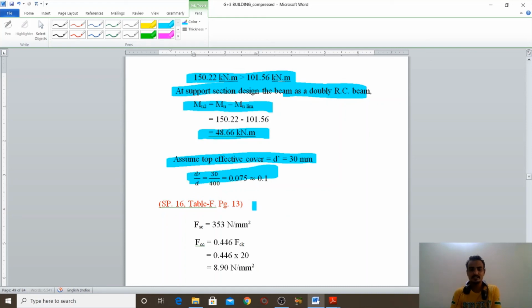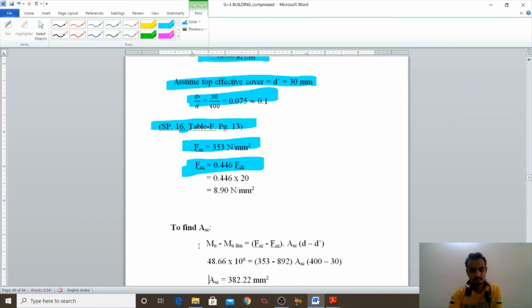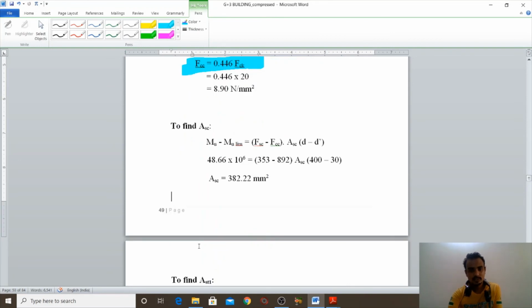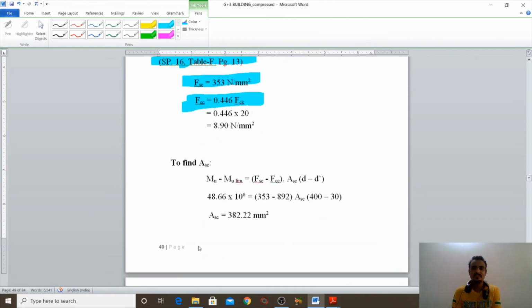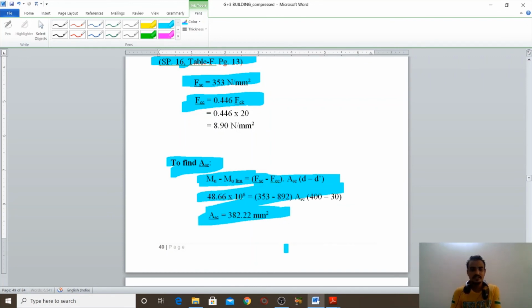Assume top effective cover d dash is 50 mm, so d dash by d is 50 by 400. From the SP60 we found fsc and fcc. So right now we can find out Asc from Mu minus Mu limit equals fsc minus fcc. So Asc is 382.22 mm square.